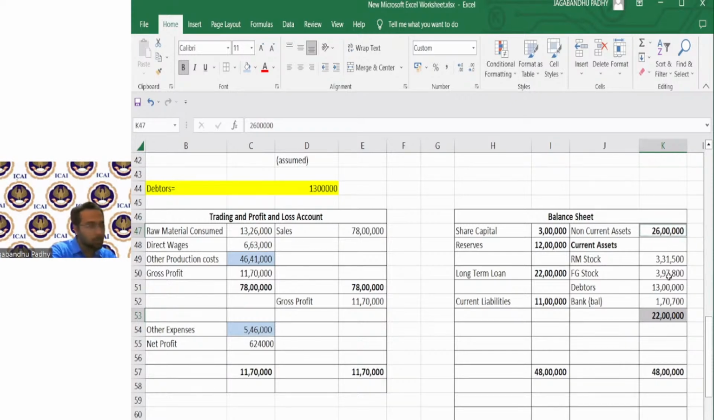Brought forward or carried forward down, you can write it. Forgive me for the accounting terminology errors. There is a guy who is saying, sir, not written gross profit carried down. Okay. And gross profit brought forward. Okay. Satisfied now?